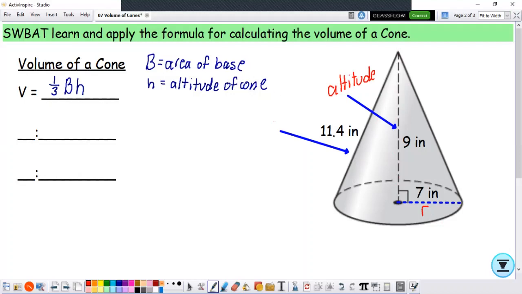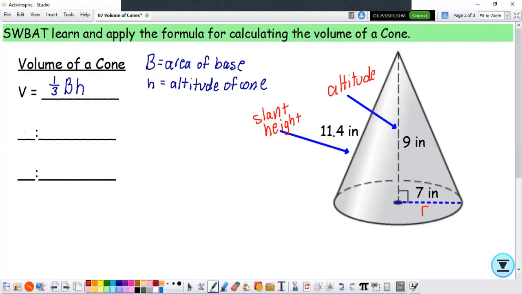The 11.4 is the slant height. Just like pyramids have slant height, cones also have slant height. And slant height gets used when we're finding surface area. It's not used when we're finding volume. And that's that distance along the slant of the lateral surface.